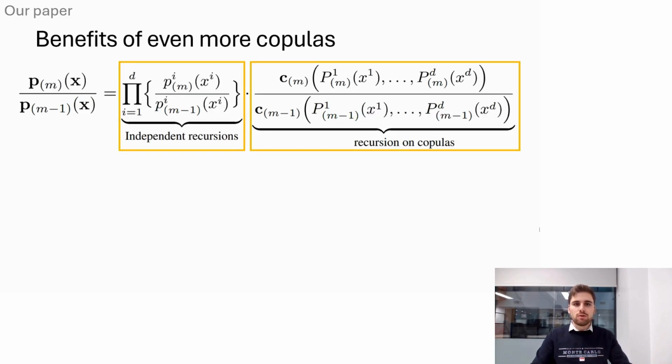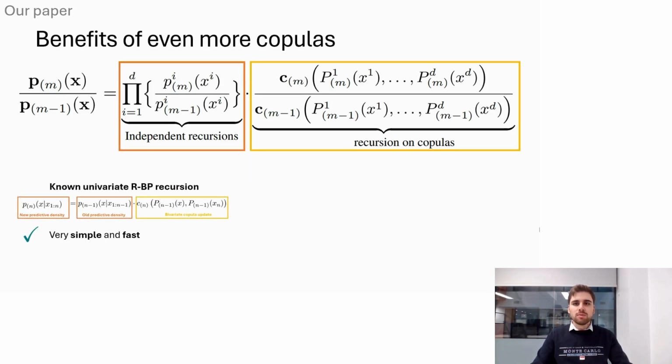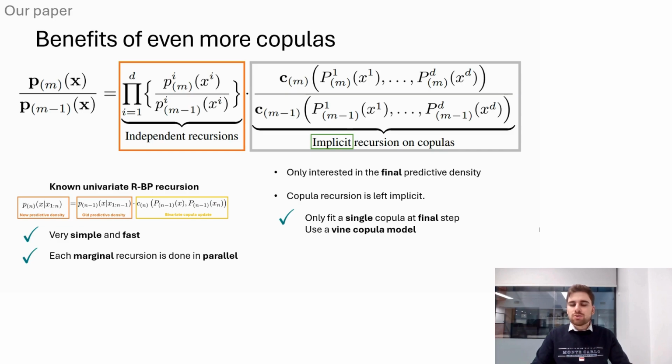There are four main benefits to our approach. For the first term, the form of marginal recursions is known, being the RBP recursion from a few slides ago, which is very fast and efficient. Furthermore, as these marginal recursions are independent, each recursion is done in parallel across dimensions instead of sequentially. Thirdly, for the copula recursion, as we are only interested in the final predictive, we leave the recursive form implicit and only fit a single copula model at the final step. In our work, we use a Vine copula model for that. Finally, our model does not require any restrictive assumptions, since Sklar's theorem is a general result for densities.